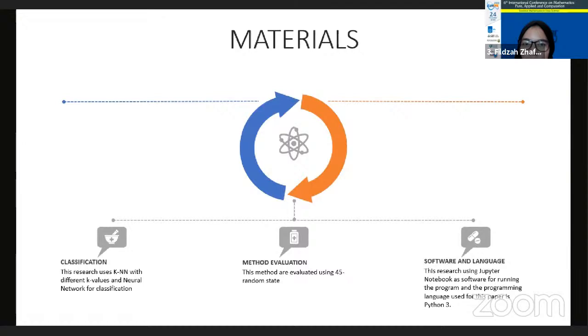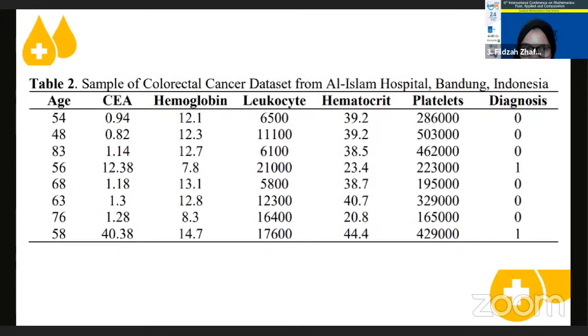For classification, this research used KNN with different k-values and a neural network, and then the method evaluation used 45 random states. The last is software and language, using Jupyter Notebook as software and Python 3 for the language. Table 2 is a sample of the colorectal cancer dataset from Al-Islam Hospital Bandung, Indonesia.